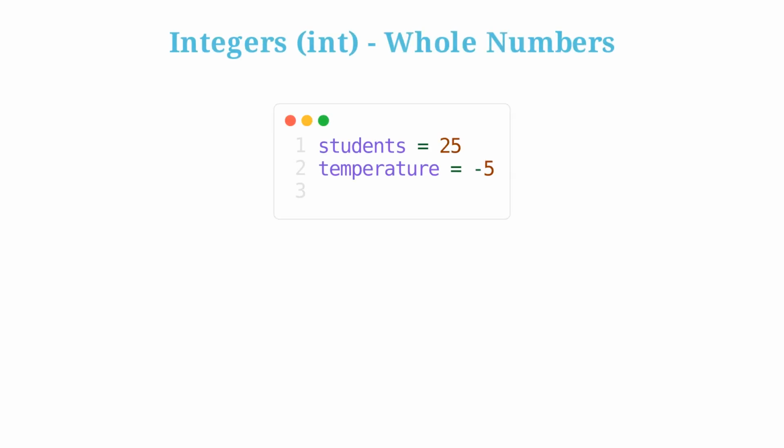First up, the integers. These are whole numbers without any decimal point. See how we have 25 students, -5 degrees in the year 2024? All whole numbers, all integers.